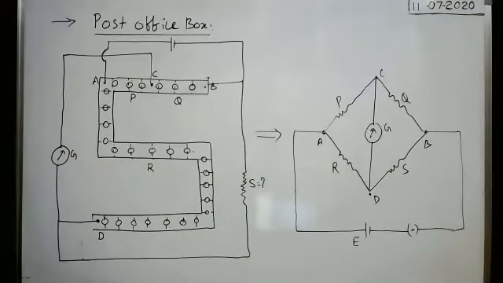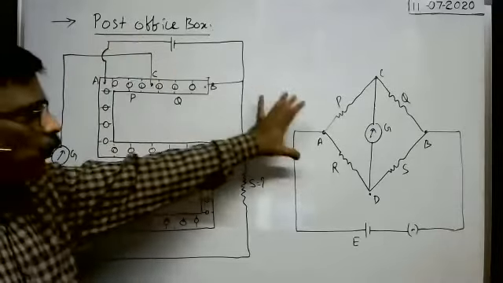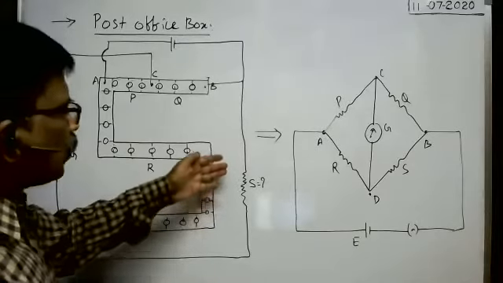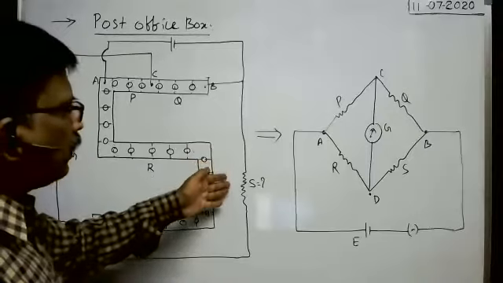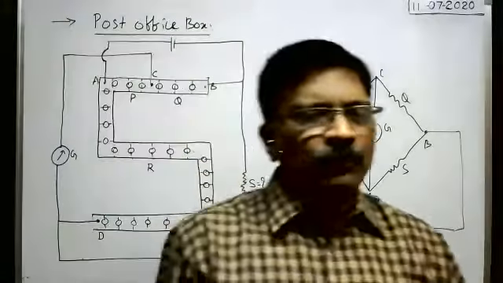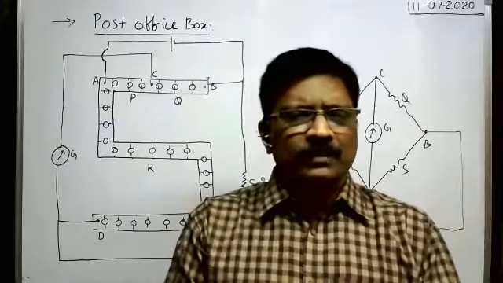This is the Wheatstone bridge circuit. Sorry, it is the post office box. It is similar to the Wheatstone bridge circuit. Here the resistance to be measured is the resistance offered by the telephonic wire between the two post offices, or suppose any telephone problem is there because telephone wires break at some places.